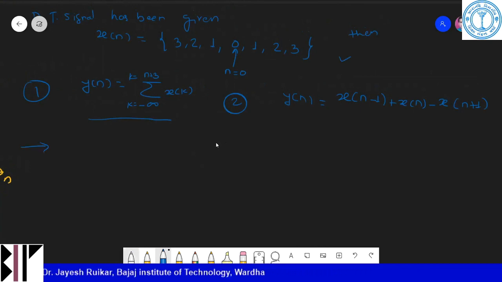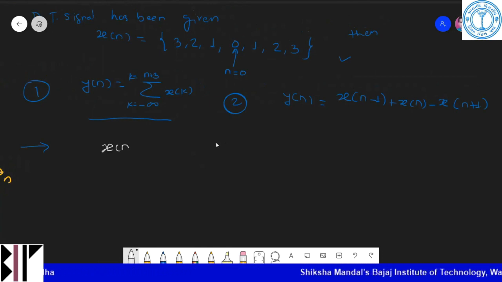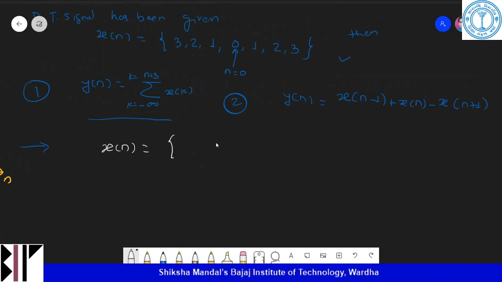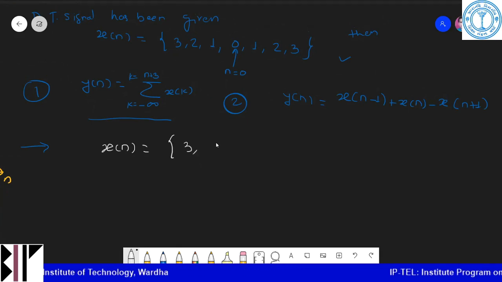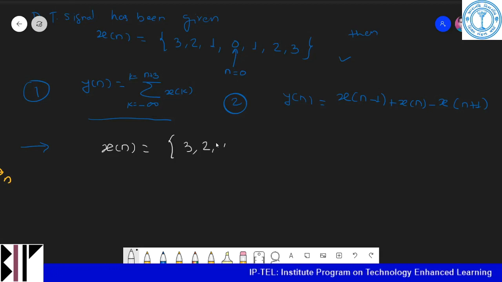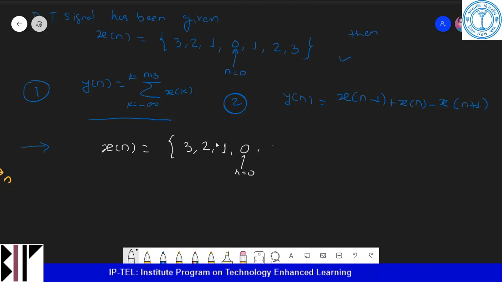I will use the white pen. So for y of n, I will rewrite x of n again. Whenever you are writing any sample sequence, you have to use curly brackets. So curly bracket open, 3, then 2, 1, 0. This is n equals 0, then 1, 2, 3, curly bracket close.